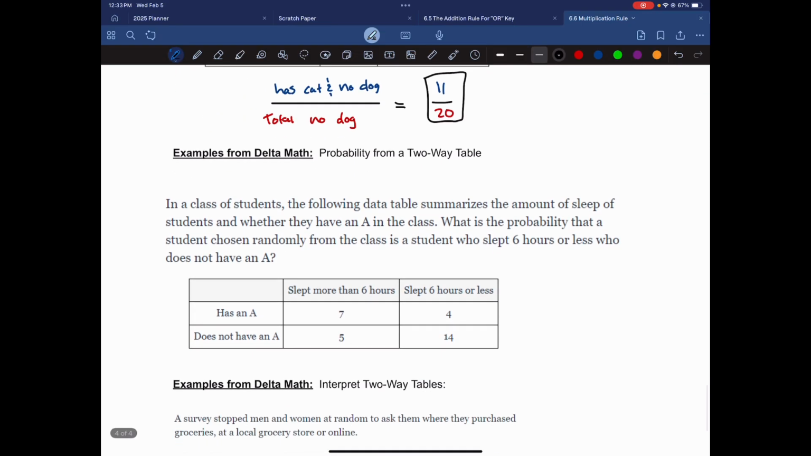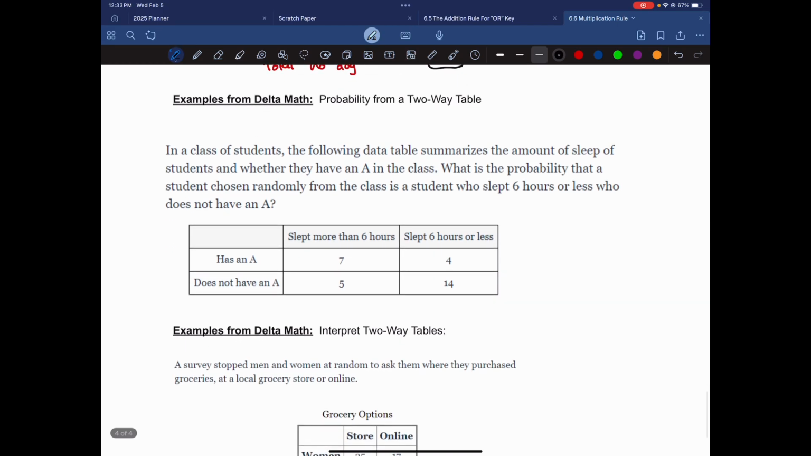Okay, looking at a similar one. In a class of students, the following data table summarizes the amount of sleep students get and whether they have an A in the class. What is the probability that a student chosen at random from the class is a student who slept 6 hours or less, does not have an A? Okay, so that's worded weird as well, okay?